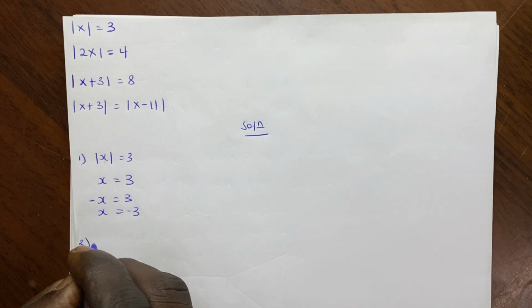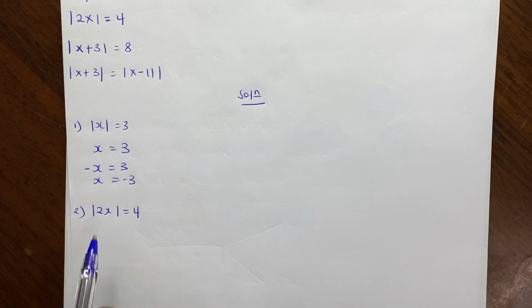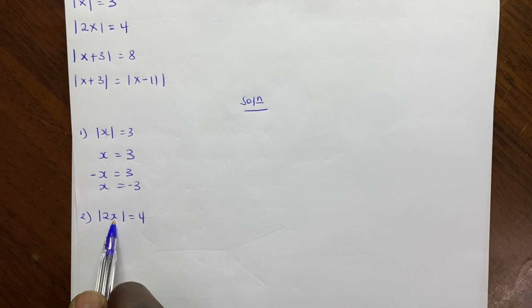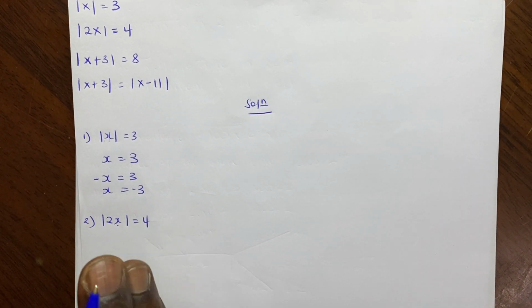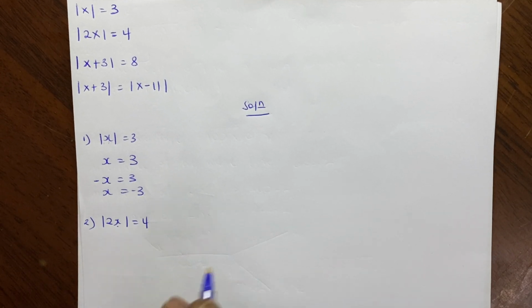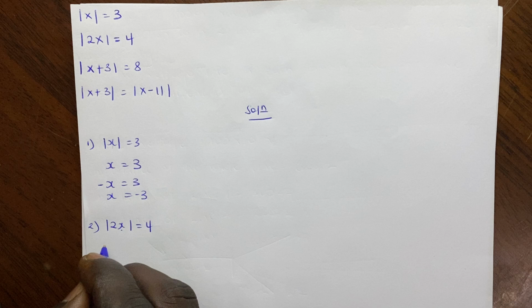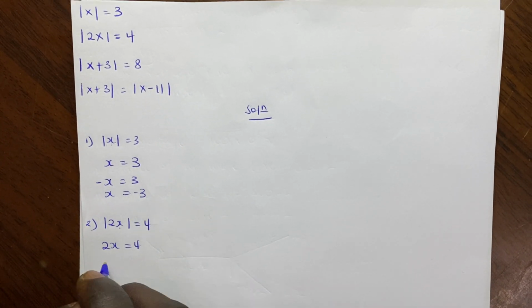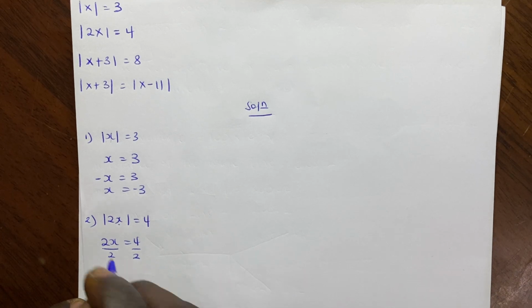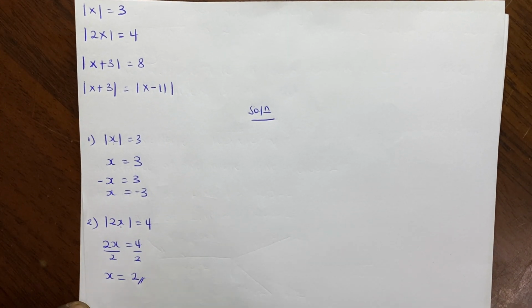2, absolute of 2x is equal to 4. Because we have an unknown variable here, like I said, we don't know whether it's positive or negative. So first we treat it as positive, and then secondly, we treat it as negative. When we take this to be positive, it's going to give us 2x is equal to 4, and here we just divide both sides by 2. We get x is equal to 2 for the positive part.